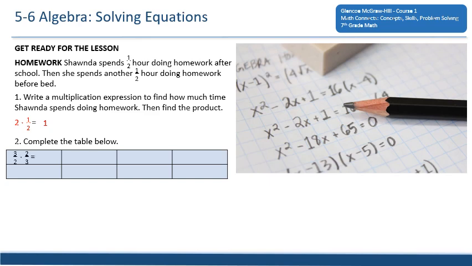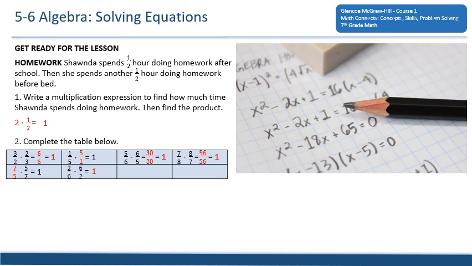3/2 times 2/3 equals 6 over 6, which equals 1. 1/5 times what equals 1? 5 over 1. 5/6 times 6/5 equals 30 over 30, which is also 1. 7/8 times 8/7 equals 56 over 56, which equals 1. What times 5/7 equals 1? 7/5.